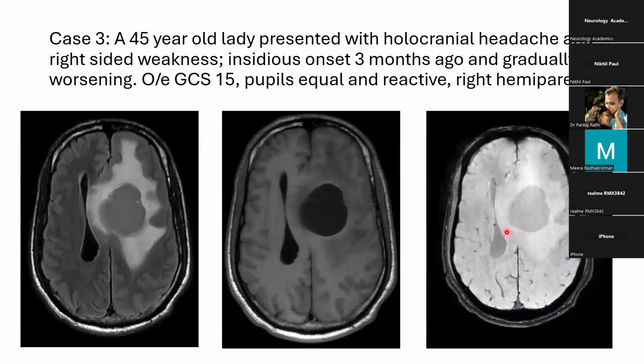There's one more short case. This was a patient with insidious onset right-sided weakness, and the MRI is very clear, showing a space-occupying lesion with significant vasogenic edema. So what do we do in such cases, in addition to what we already discussed?